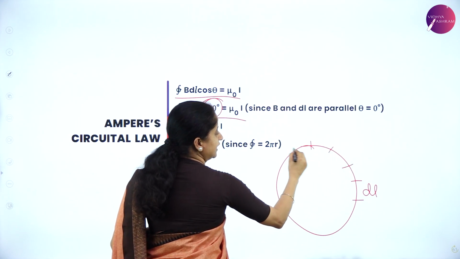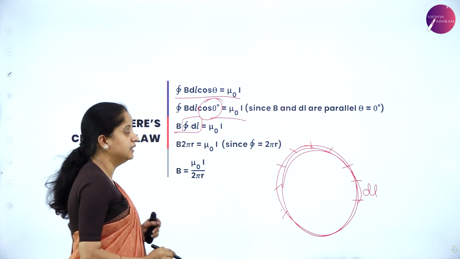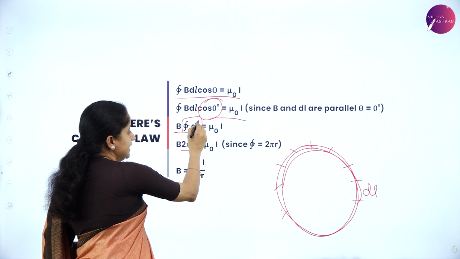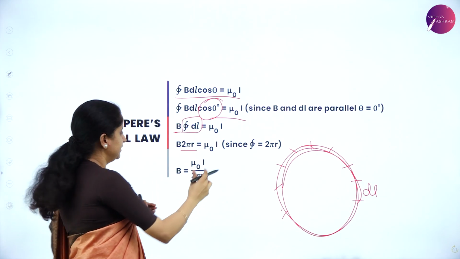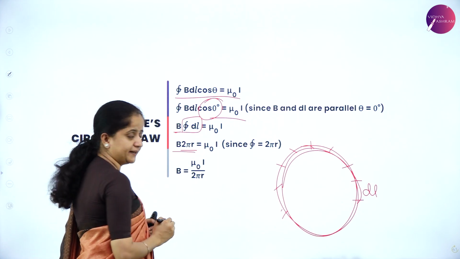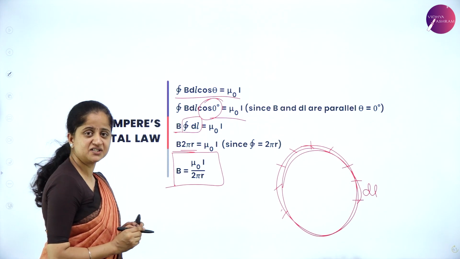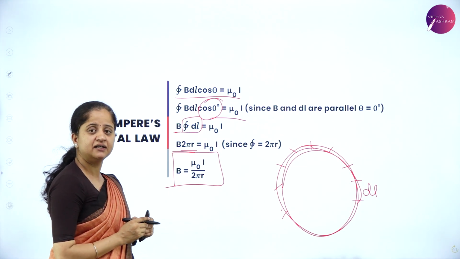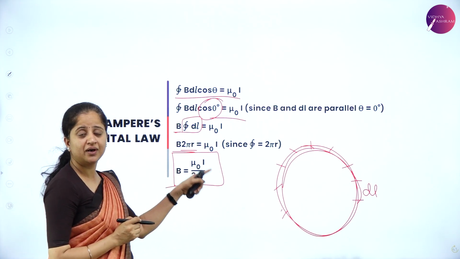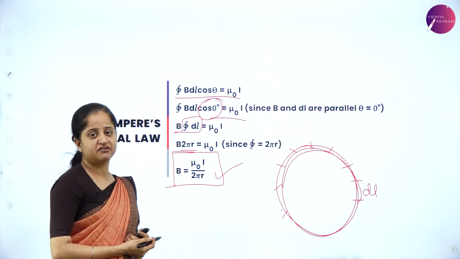So if you integrate all dl elements, we will just get the circumference of the circle. The circumference of a circle is nothing but 2 pi r. So instead of dl, when we integrate, we'll get 2 pi r. So we get B into 2 pi r, which is equal to mu naught into I. Or we can just write it as, since we are finding the expression for magnetic field strength due to an infinitely long straight conductor, B is equal to mu naught into I divided by 2 pi r. So this is the expression which helps us to find the magnetic field strength.